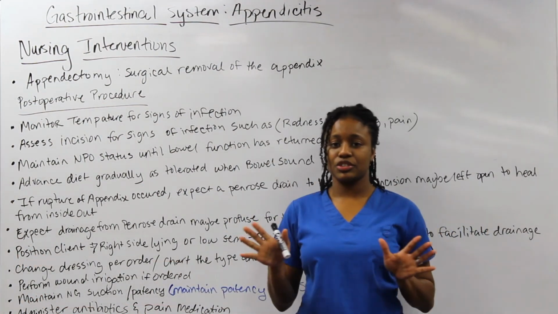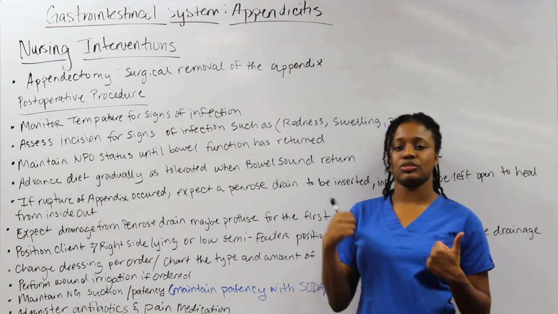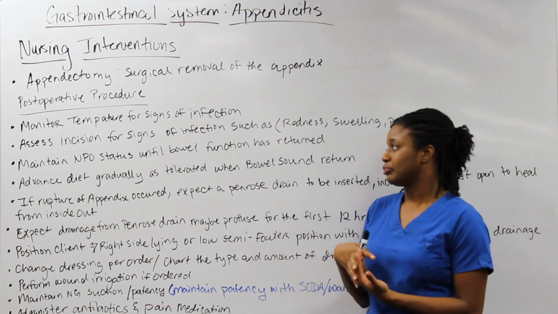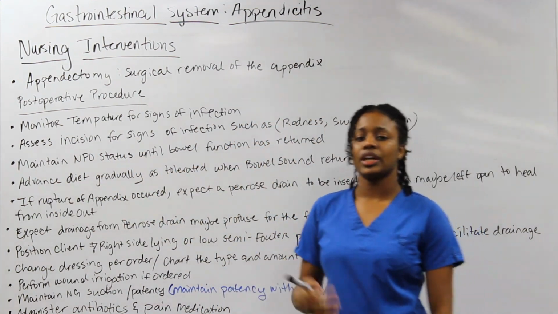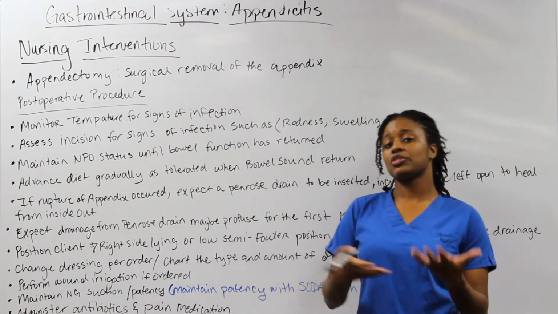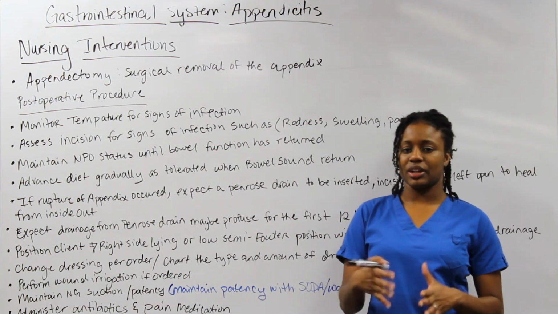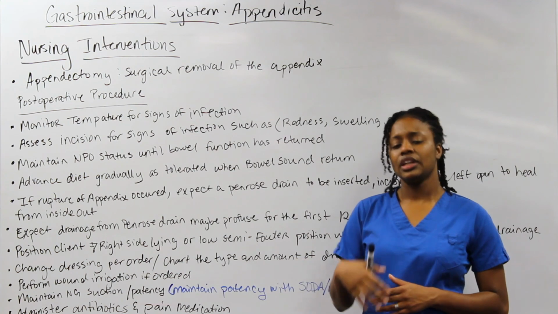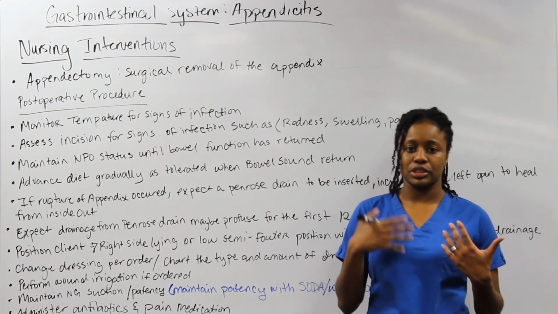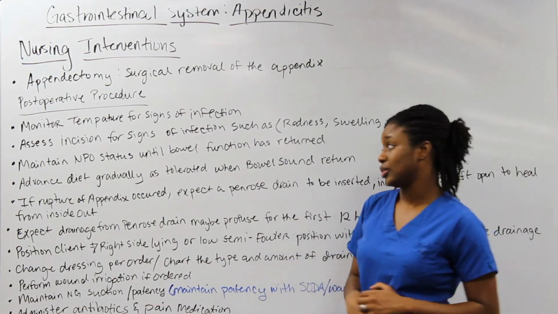So after they have done the surgery already, these are the things that you're going to do as a nurse to maintain this patient. You're going to monitor temperature for signs of infection. Again, we're supposed to be doing that anyway for your vital signs, every 4 hours or so. If the patient is in the ICU, of course, you're going to do it every 4 hours, but your vital signs are going to be more frequent, so maybe every 30 minutes, every hour or so.